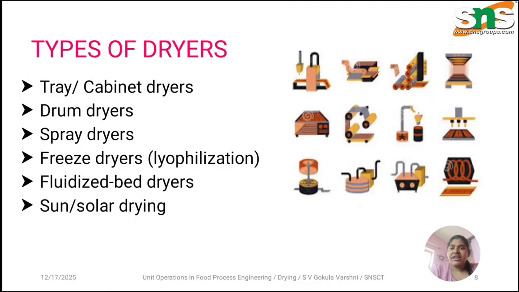Different dryers are used depending on the product and quality requirement. Tray and cabinet dryers are mainly used for fruits and vegetables. Drum dryers are used for purees like potato or cereal slurries. Spray dryers are commonly used for milk powders and coffee. Freeze dryers provide the best quality by preserving the structure and nutrients. Fluidized bed dryers are used for granular materials. Sun or solar drying is a traditional and low cost method.